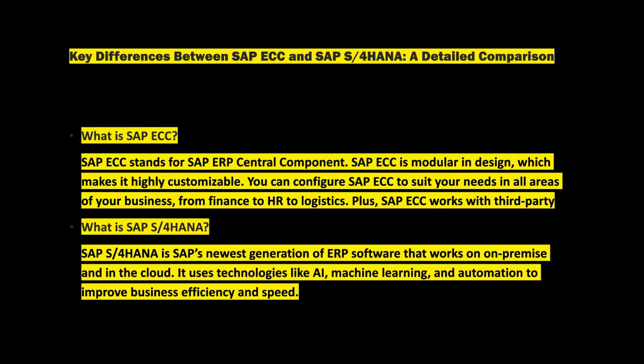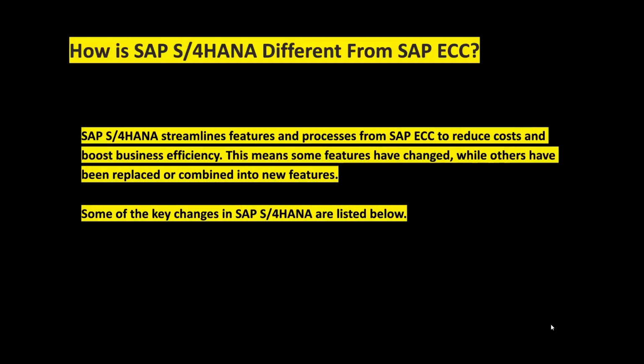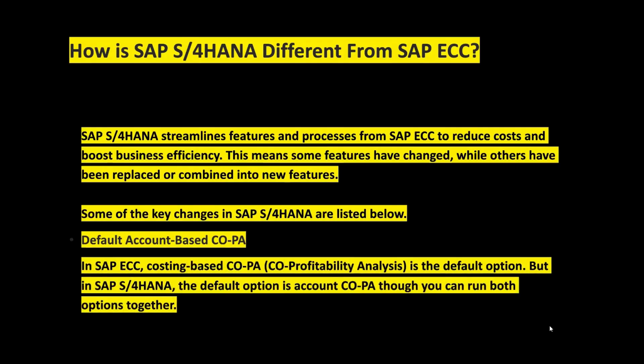And what SAP S/4HANA means is it is the newest generation of ERP software that works on-premise and in the cloud. It uses technologies like AI, machine learning, and automation to improve business efficiency and needs. Right. Now, here are some key differences between SAP ECC and SAP S/4.